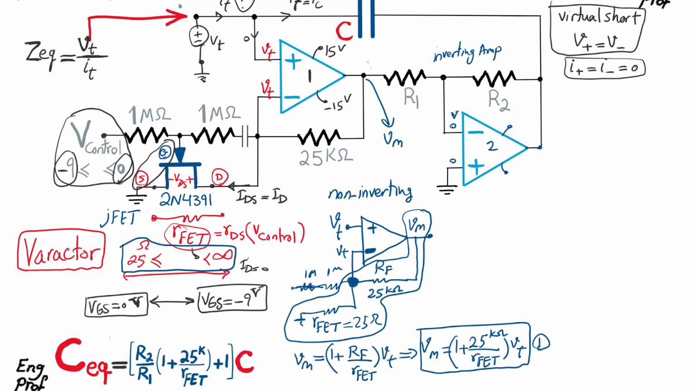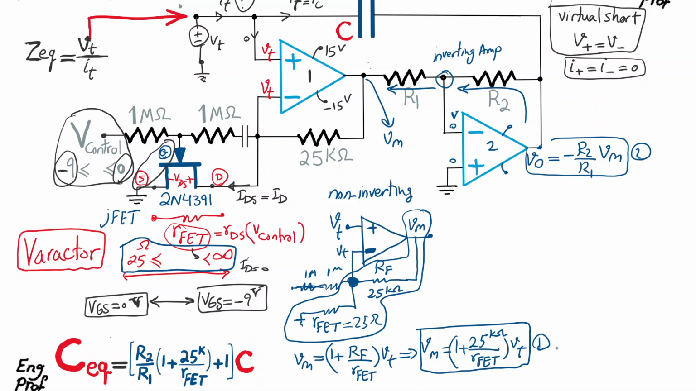The inverting amplifier is well known by just writing a simple KCL here. All the current that goes through R2 should keep going through R1 because nothing can go through the input terminal of the op amp. And if you do that, the output voltage Vout is simply minus R2 over R1 times Vm, which is the input. Let's refer to this as equation number 2.